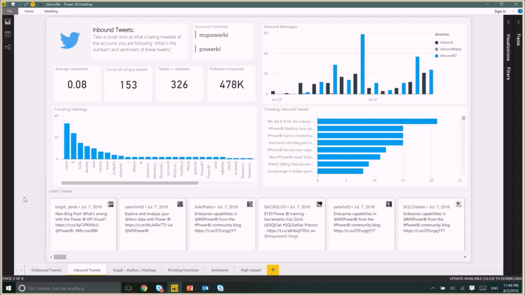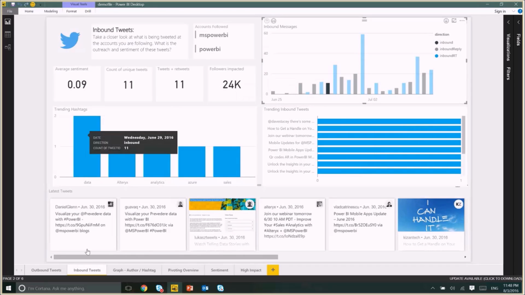The next page gives me a similar view, but from an inbound perspective. These are all the tweets being tweeted at Power BI. And as an example, I can drill into one of the previous days and look at the inbound tweets and see what sorts of things were being tweeted at Power BI.